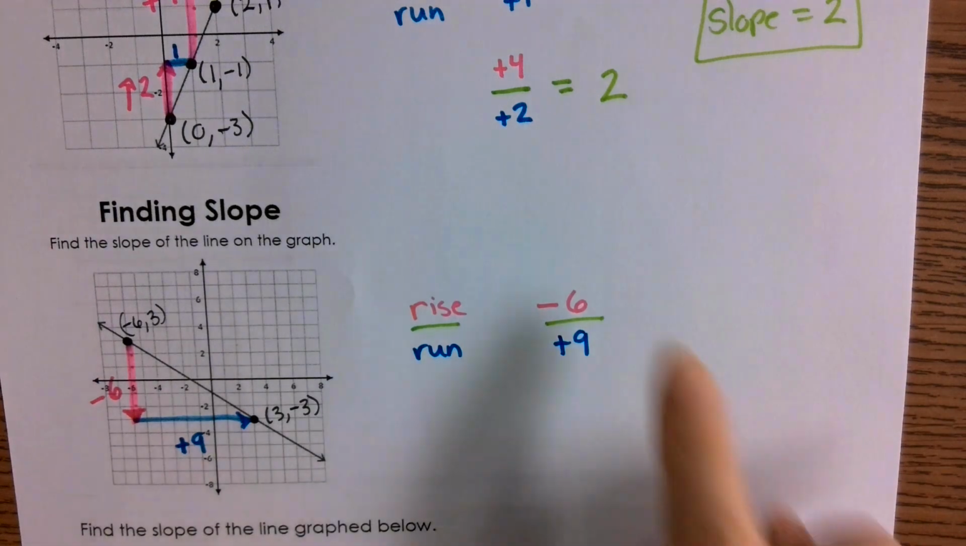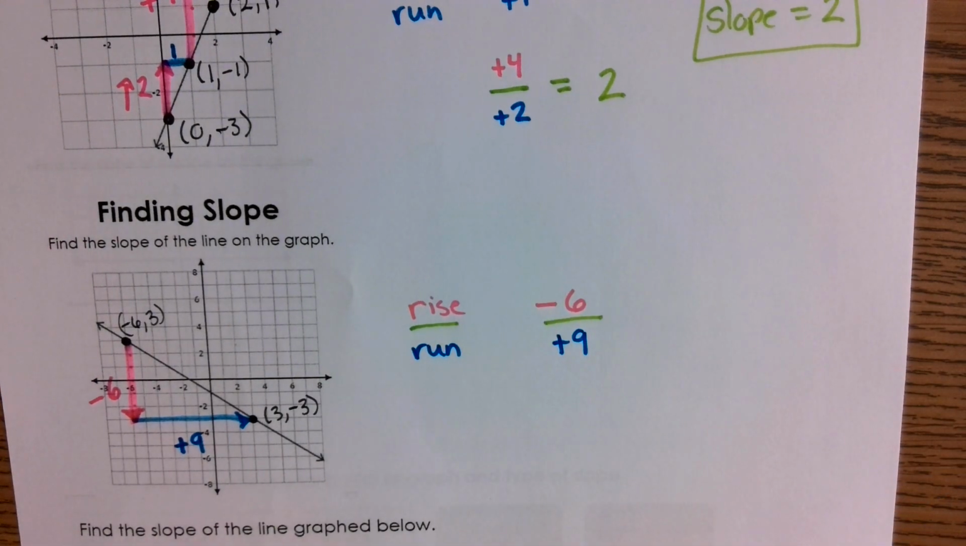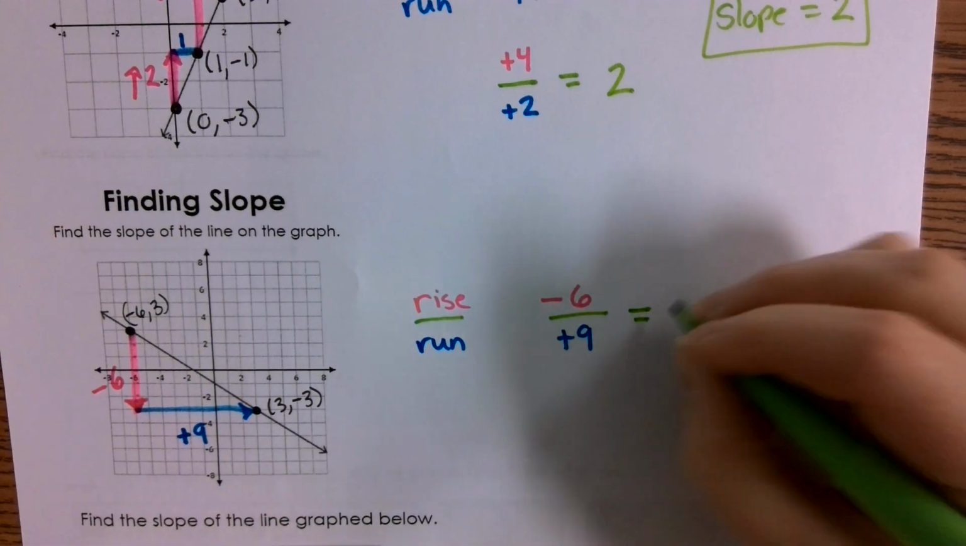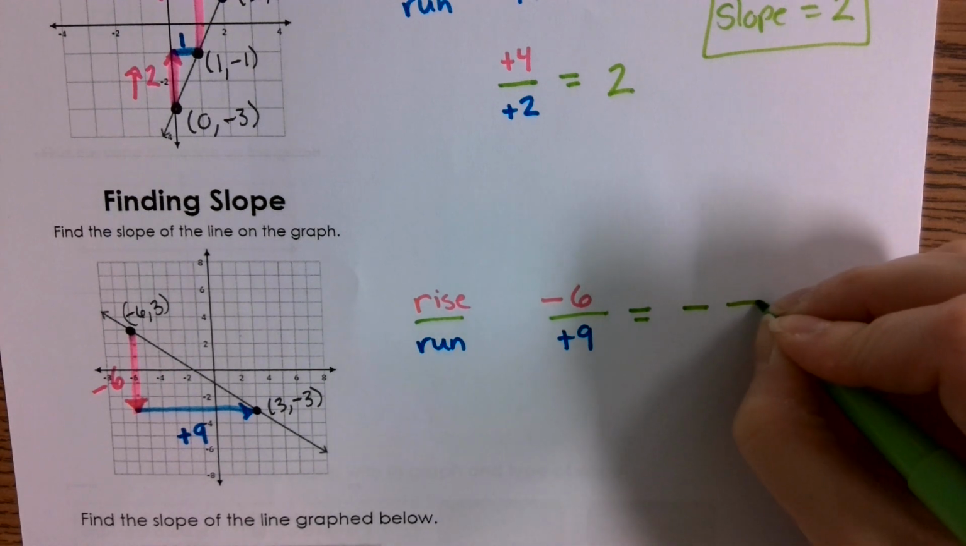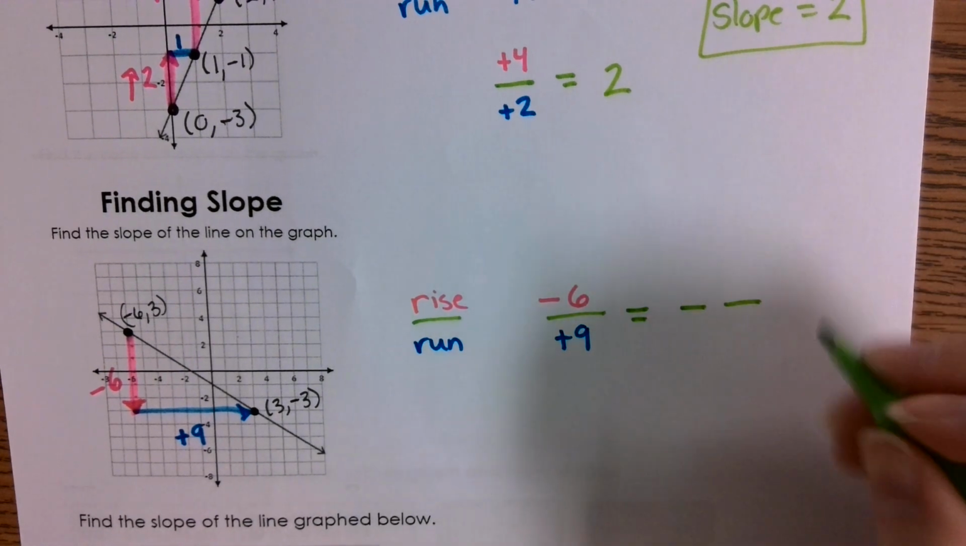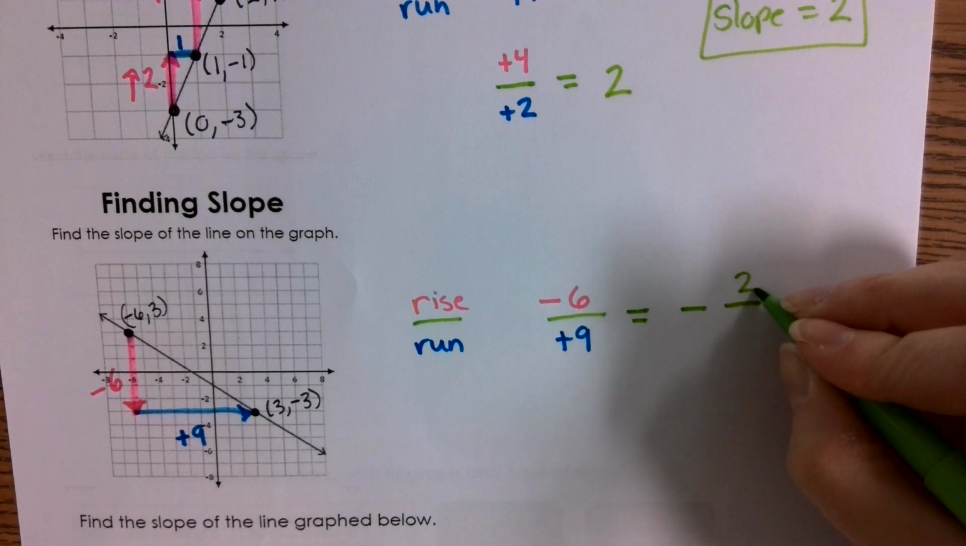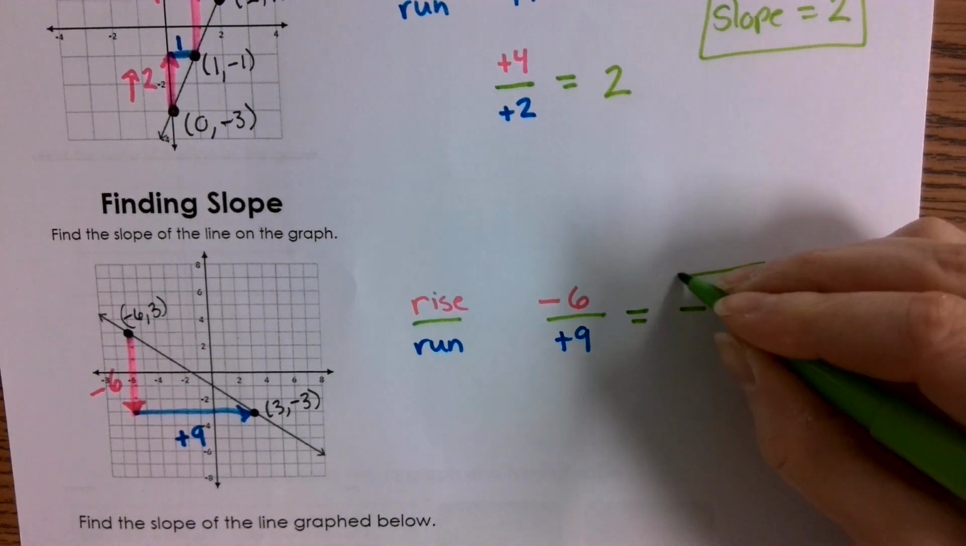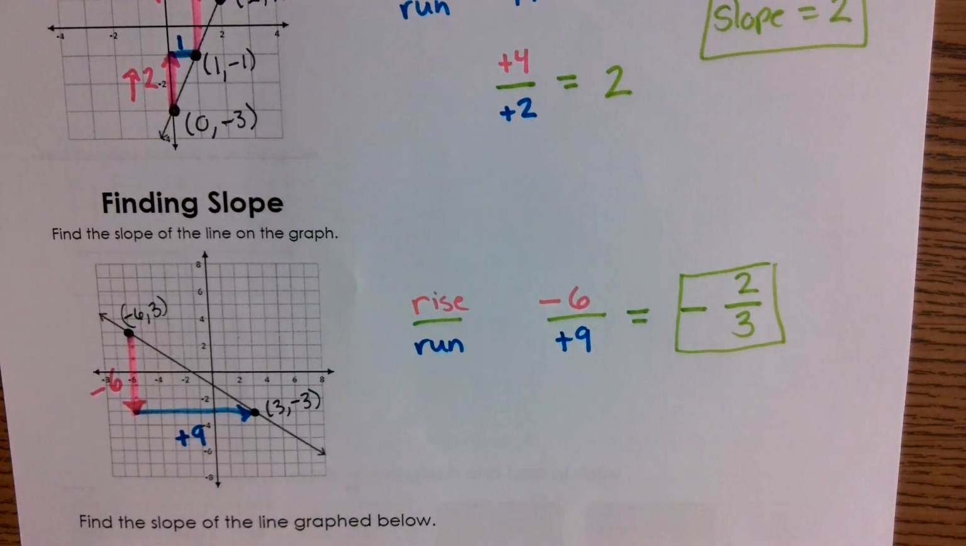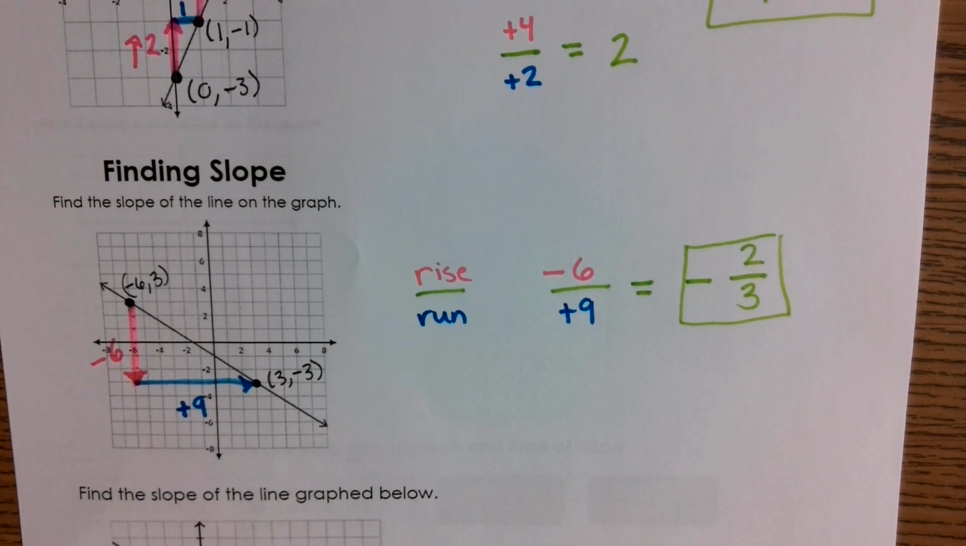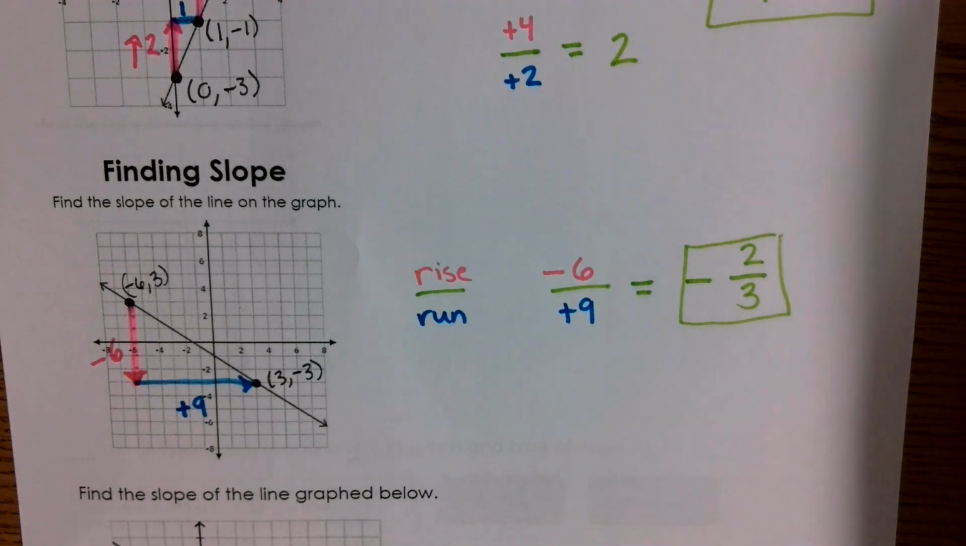But remember, a negative over a positive comes out to a negative. And then we just need to simplify 6 over 3. 6 over 3 can simplify to 2/3. So we get negative 2/3. Negative 2/3 for our slope. I want you guys to try that third one at the bottom on your own. I went ahead and gave you 2 points already.